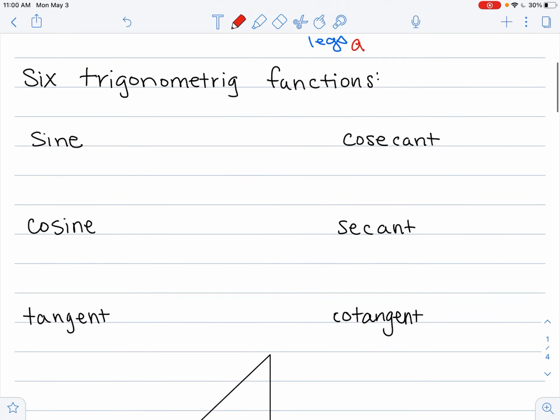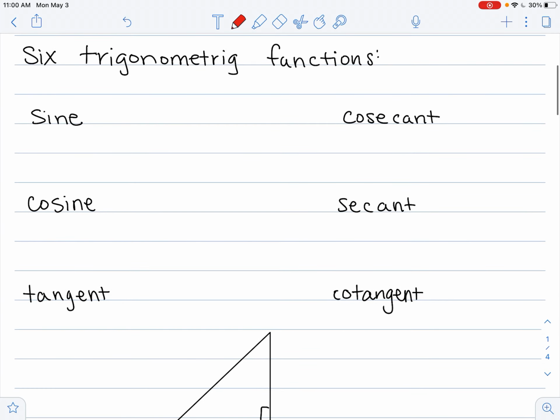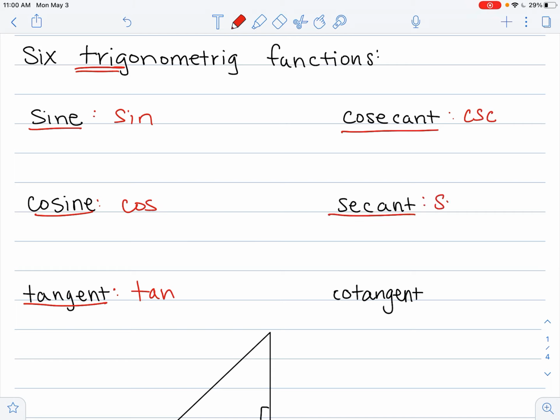So another thing that you probably learned last year was this idea of trigonometric functions. You probably learned sine, cosine, and tangent. So remember, sine is abbreviated sin, or we say sine. Cosine is abbreviated cos. Tangent is abbreviated tan. Cosecant is abbreviated CSC. Secant is abbreviated SEC. And cotangent is abbreviated cot.